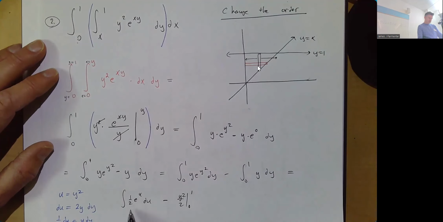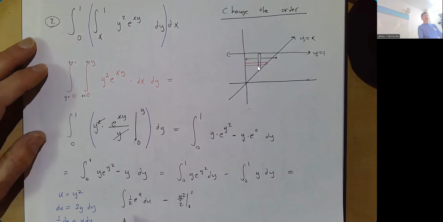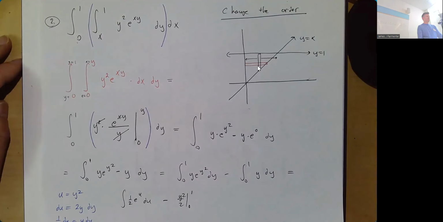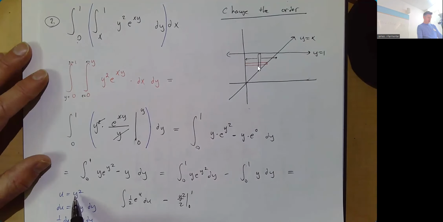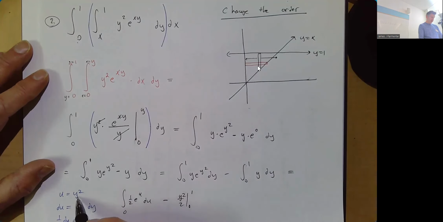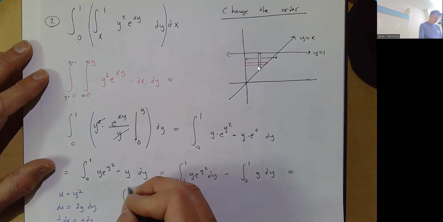I would probably change my limits of integration here, except you know what? They're not actually going to change, which is kind of annoying, but it's actually what happens here. If y is 0, then y squared is 0 squared, which is 0. And if y is 1, 1 squared is still 1. So these limits of integration don't change.